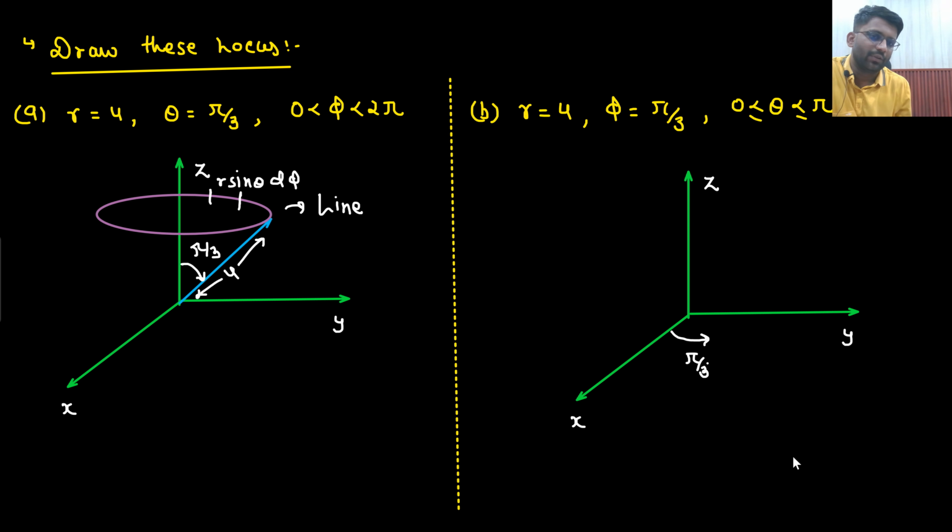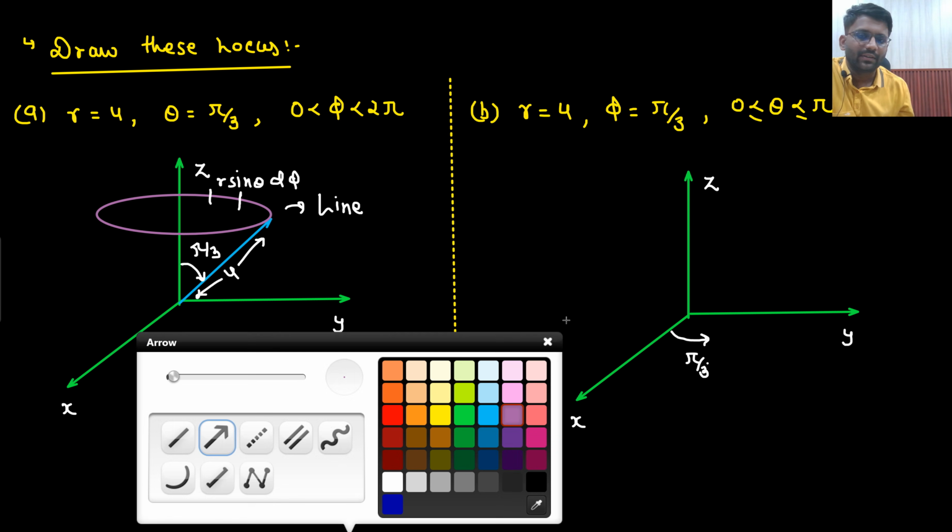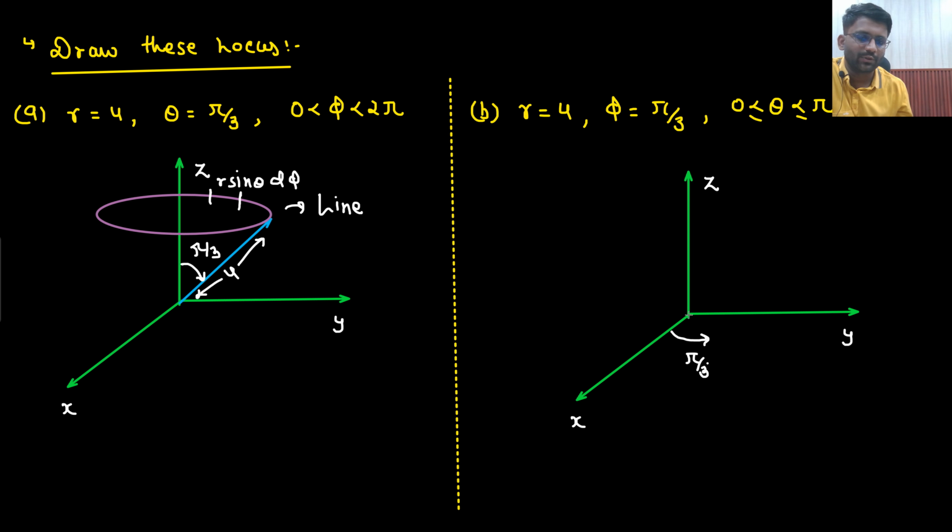And r is equal to 4. But theta is varying from 0 to pi. That means theta will completely vary like this. So this kind of structure only we will make. And r equals 4 is also fixed.